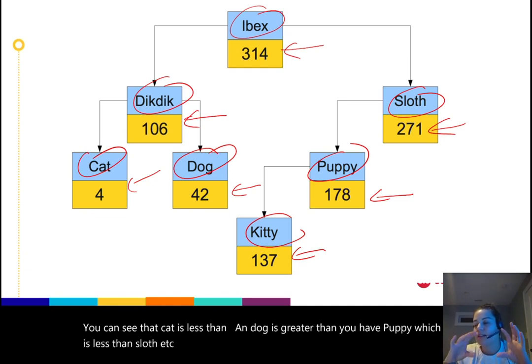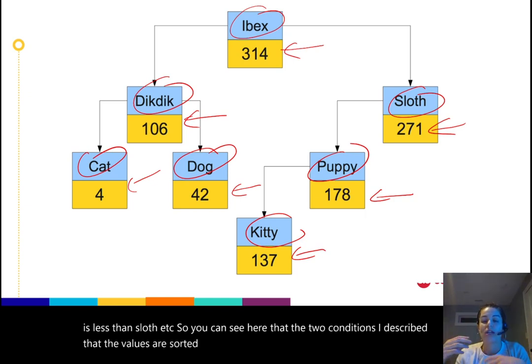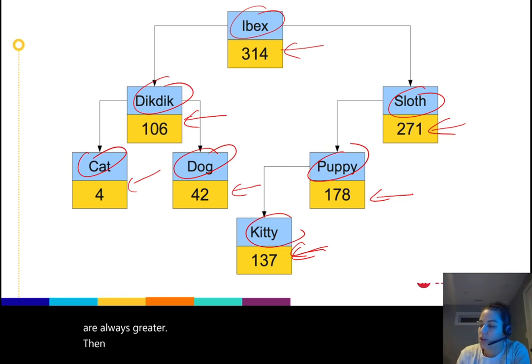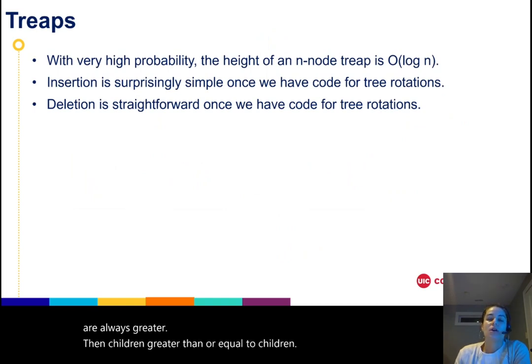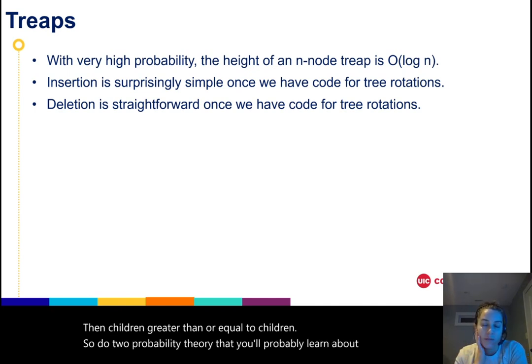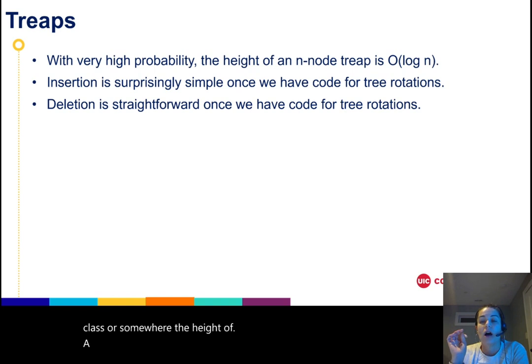So you can see here that the two conditions I described, that the values are sorted by binary search tree ordering, and the random numbers that we're adding in here are satisfying the max heap condition, where parents are always greater than or equal to children. So due to probability theory that you'll probably learn about in an algorithms class or somewhere, the height of a treep is log n. And so it's like another way to keep a tree balanced, basically.